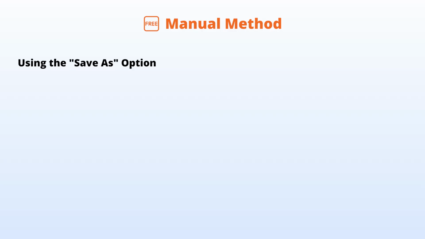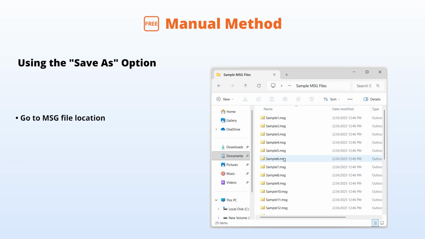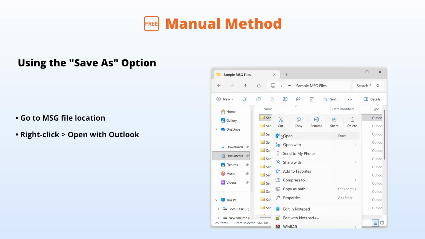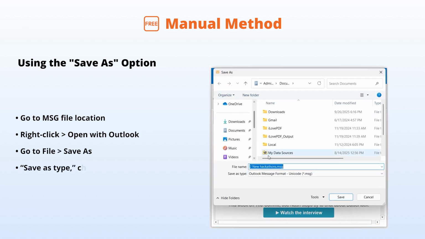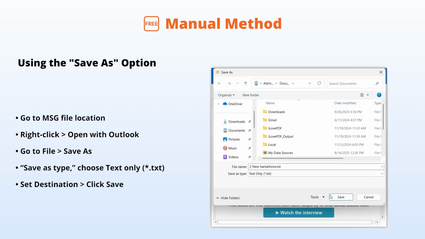Using the Save As option, go to MSG file location. Right-click on a file, and select Open with Outlook option. Go to File, and click Save As. From Save As type, choose Text Only option. Set destination path, and click Save.